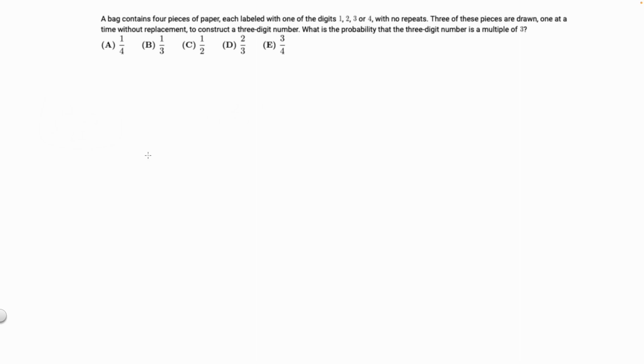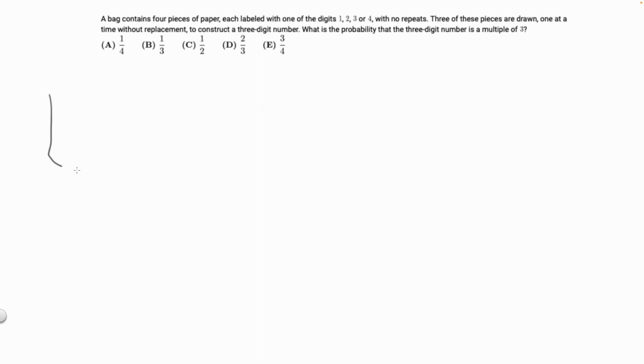A bag contains 4 pieces of paper, each labeled with one of the digits 1, 2, 3, or 4, with no repeats. 3 of these pieces are drawn one at a time without replacement to construct a 3-digit number. What is the probability that the 3-digit number is a multiple of 3?